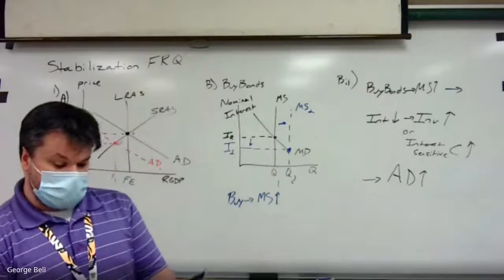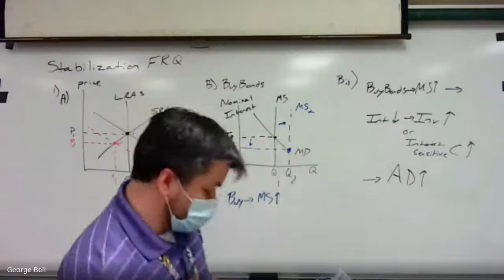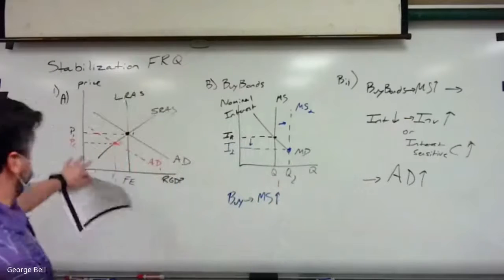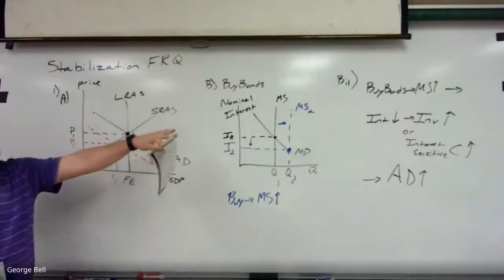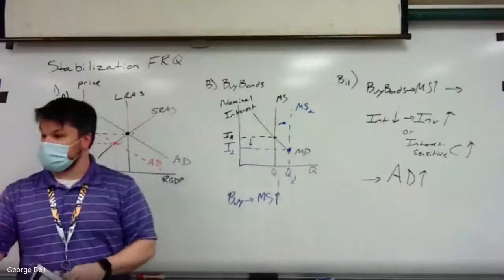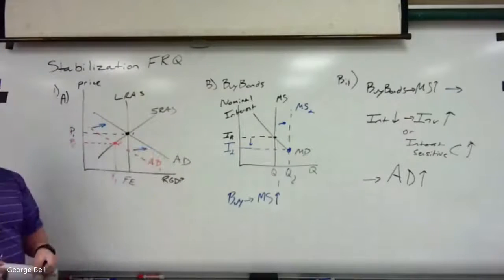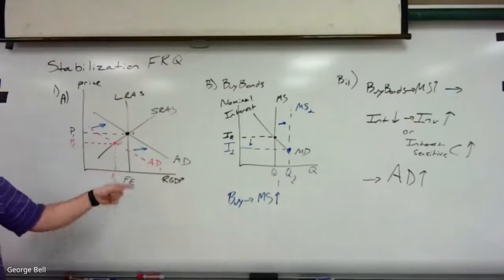B3 says, illustrate the impact of the reduction in interest rates on the aggregate demand graph you drew in A. This is funny, because when we do all that, what's that going to do? It's going to make aggregate demand do what? It's going to make it shift to the right. So all you have to do is show that it's going to shift to the right. Those arrows are your answer to B3.